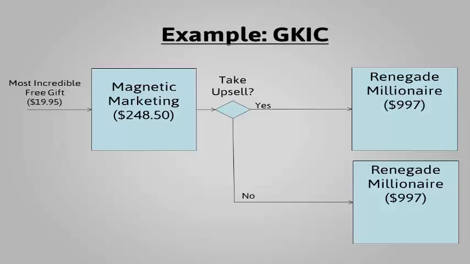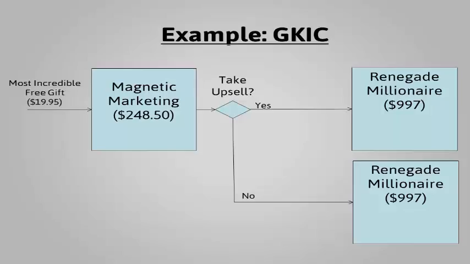If they do not take the magnetic marketing upsell, it still tries to sell them Renegade Millionaire. However, even though they're both the same product on the far right, it's 2 different pages. So for the upper Renegade Millionaire box, the content is pretty much the exact same on both pages. The main difference is it's addressing your previous behavior. So if you did take the magnetic marketing upsell, the Renegade Millionaire page says, hey, you've made a great choice to add that to your most incredible free gift. Let me give you one more special offer.